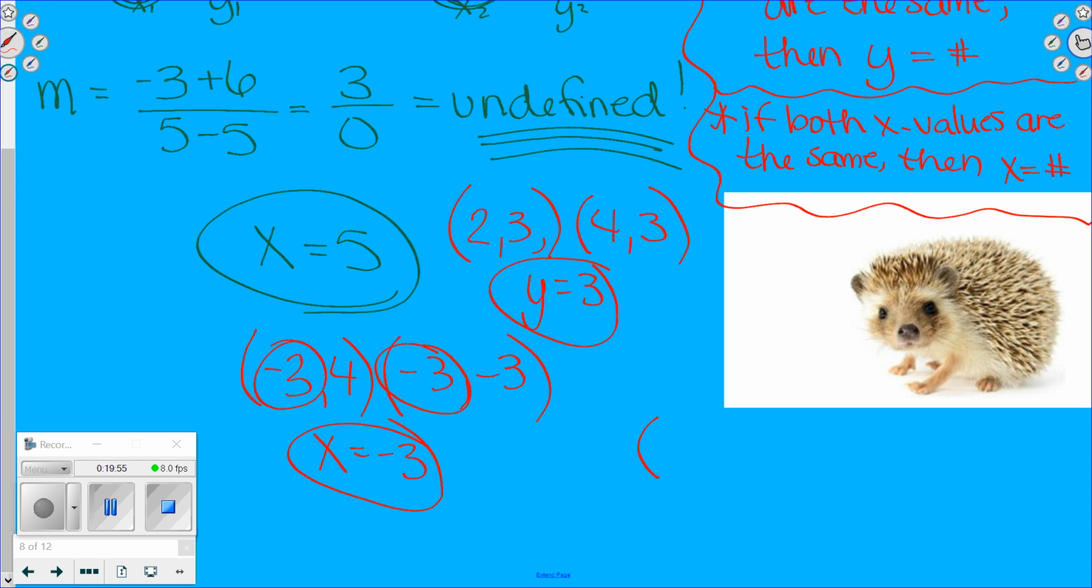What if I gave you 1, 3 and negative 1, 4? Can I use that shortcut? No. They're both 1s. One's positive, one's negative. You'd have to find the slope and go through and do all of that stuff.